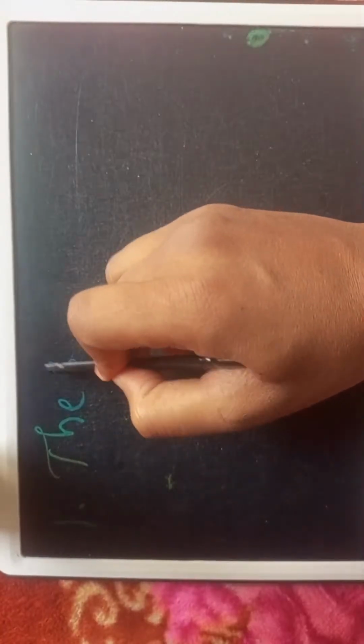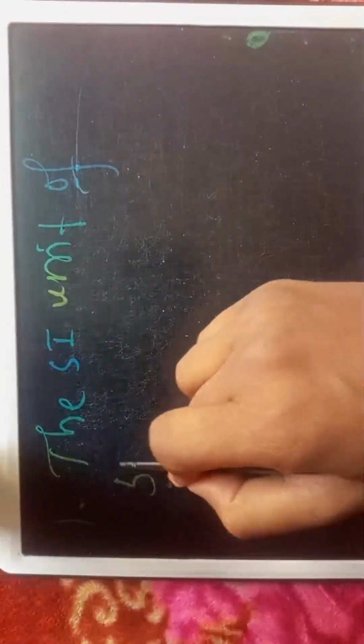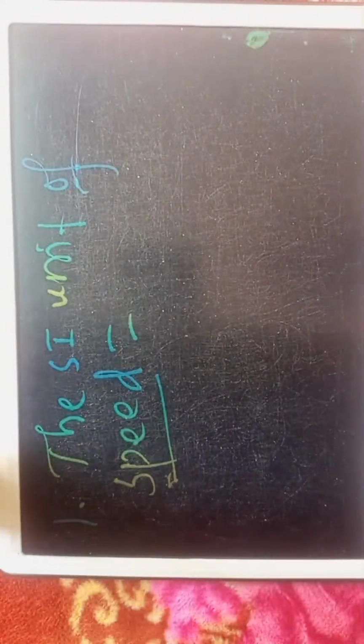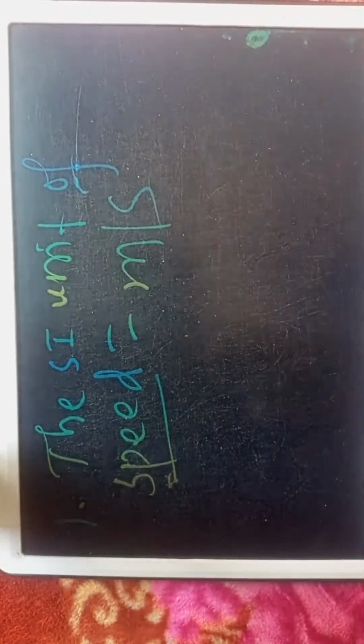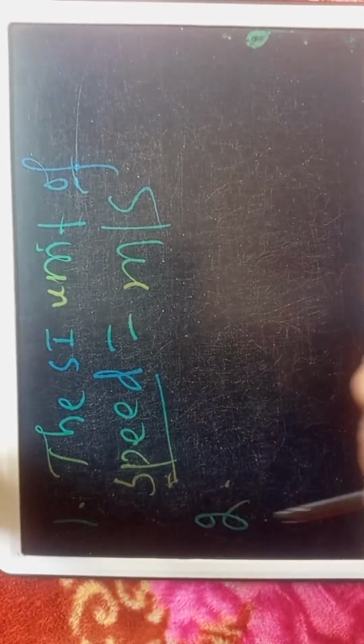Today's physics question: what is the SI unit of speed? Speed means distance by time taken, and the SI unit of speed is meter per second.